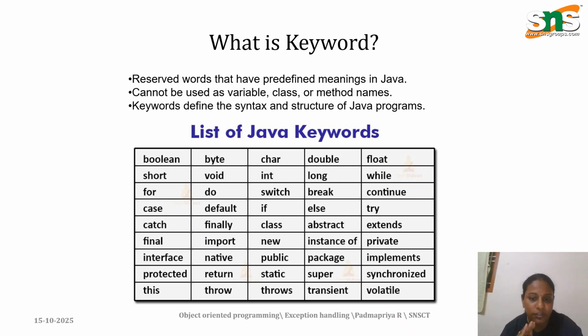These are the list of keywords in Java. Boolean, short, byte, char, double, float: these are the variable type keywords. And short, void, int, long, while: these are the method type keywords. And for, do, switch, break, continue are the conditional statement keywords. These are all examples of keywords.